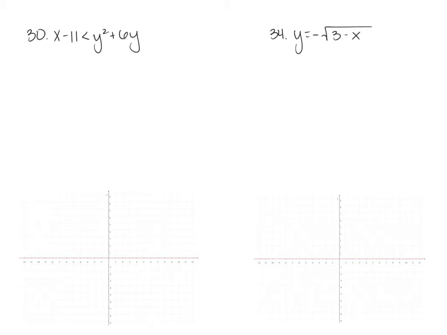Okay, so let's look at 30. In 30, we're given the equation x minus 11 is less than y squared plus 6y. So we're looking at parabola equations that are inequalities, just like we did with circles before. So the first thing I need to do is get this into the standard form of a parabola. And in order to do that, I need to complete the square on the right side of my equation.